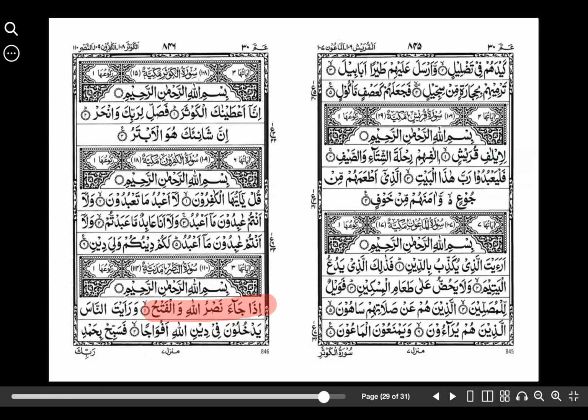Okay, والفتح, there's a double sakin. The ta has a sakin and the ha has a sakin as well, like wal asr, like that. So after we read the ta, we should have a slight sound of ha. Wal fath, like that. وَرَأَيْتَ النَّاسَ يَدْخُلُونَ فِي دِينِ اللَّهِ أَفْوَاجًا.